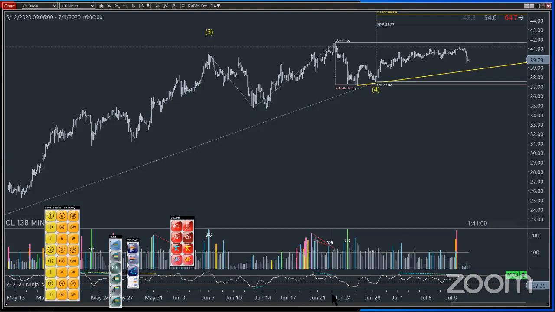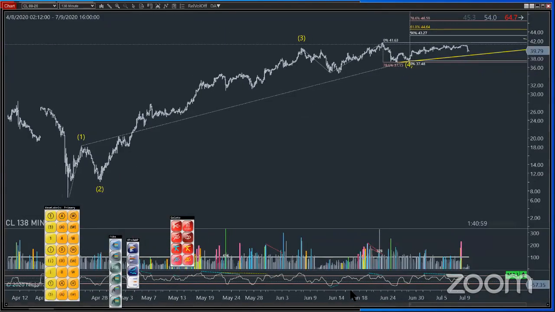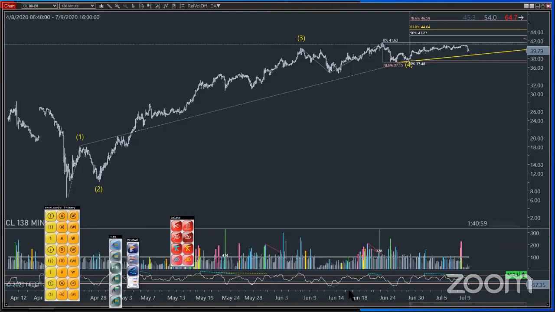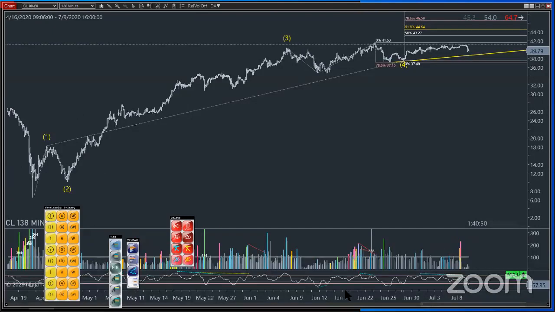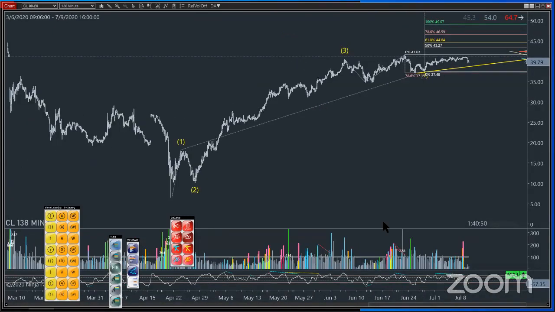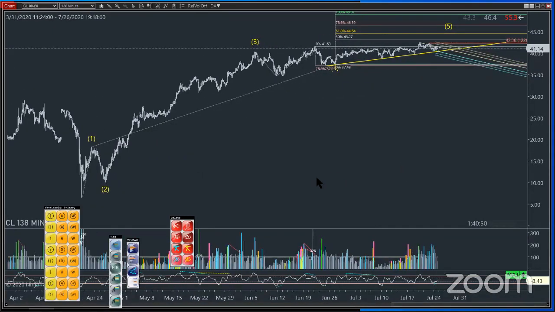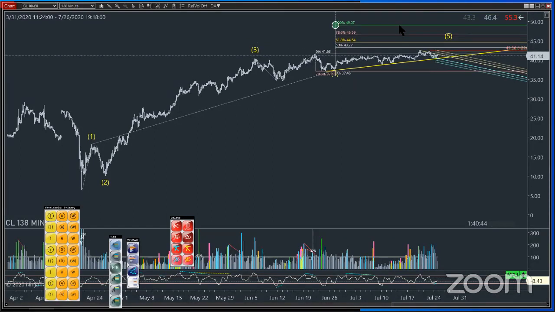Could be a 1-2 of wave five, but that would be an extended fifth wave, and that would be a huge fifth wave. So I don't think that's what's happening. I think we're doing an ending diagonal of a fifth wave, which will end up probably making it to about 44, 64, maybe as high as 50. And then we'll have our high.